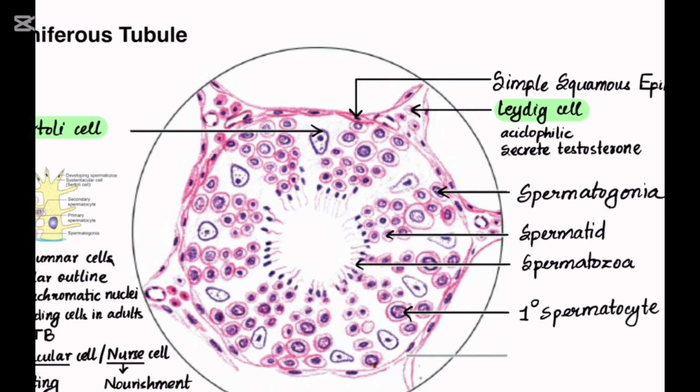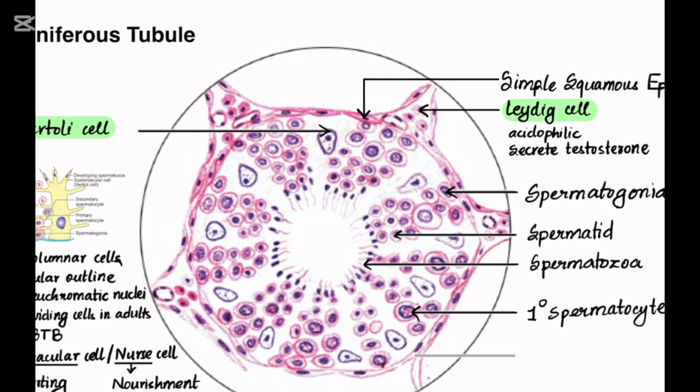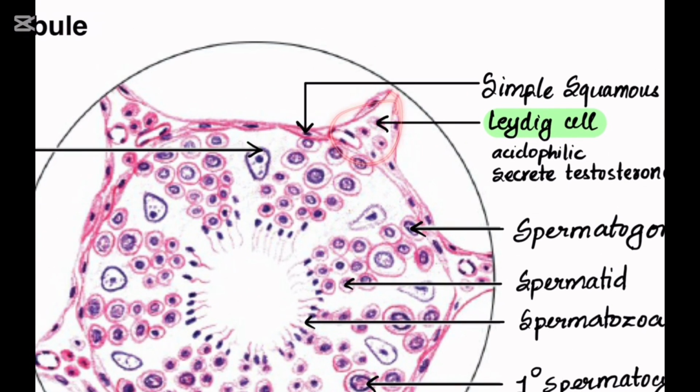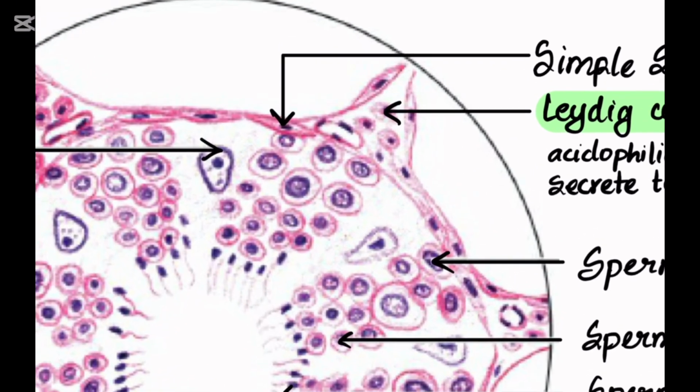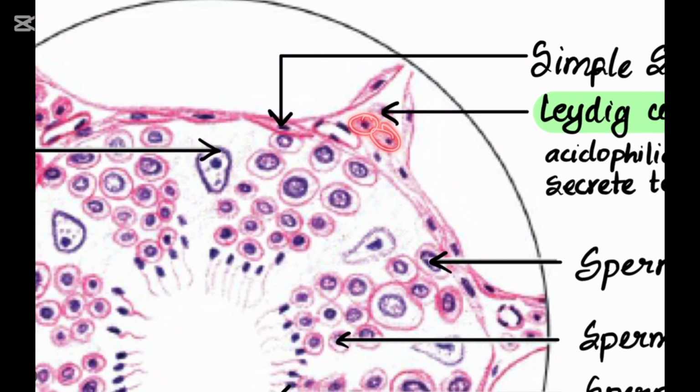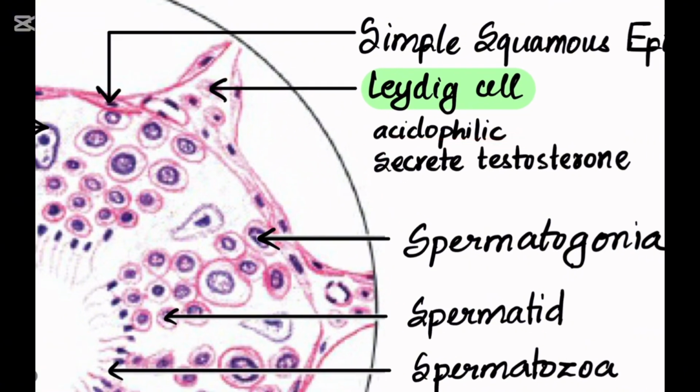Okay, now outside the seminiferous tubule, in the interstitium, you have a second special cell called the Leydig cell, and these Leydig cells appear red in color because they are acidophilic and they secrete testosterone.